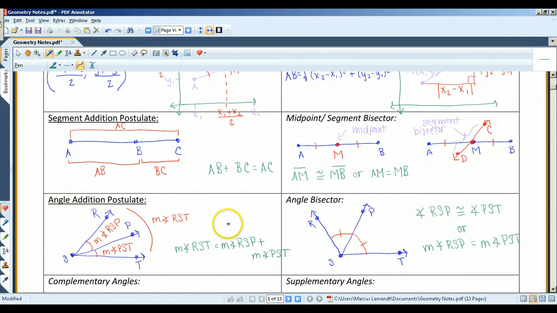An angle bisector is pretty much the same thing as a midpoint or a segment bisector. Okay?